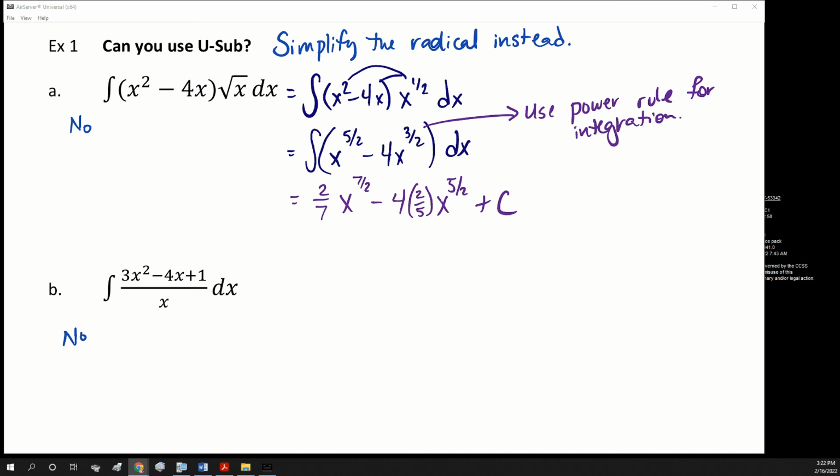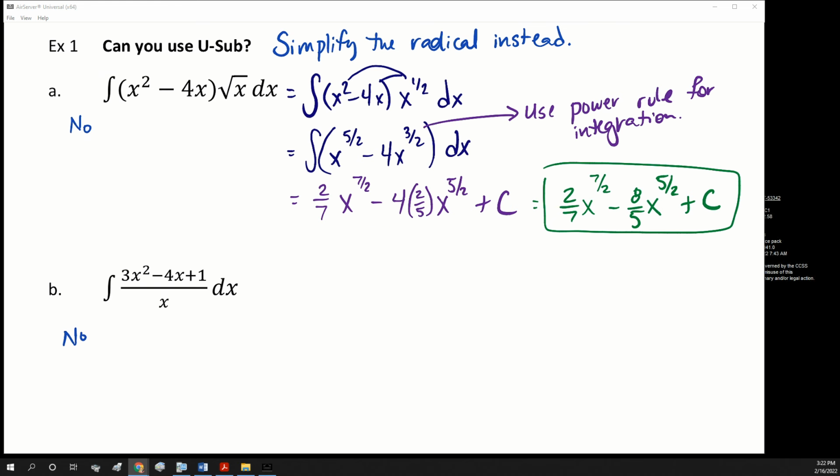On a free response test, just leave it like that. Multiple choice, most likely, they would multiply 4 times the 2/5 and get the negative 8/5. But like I said, free response, you just stop right there and you're done.